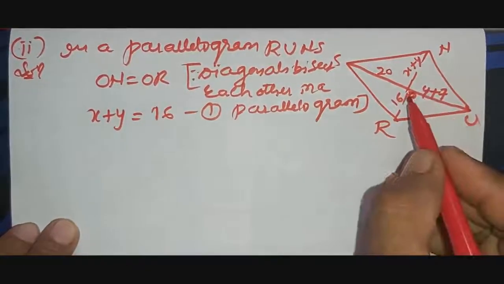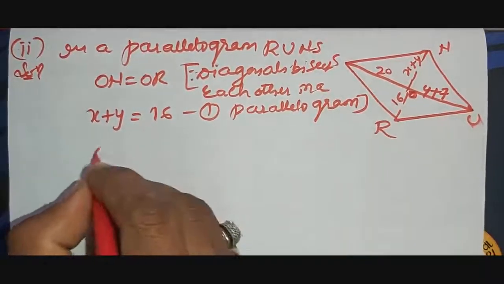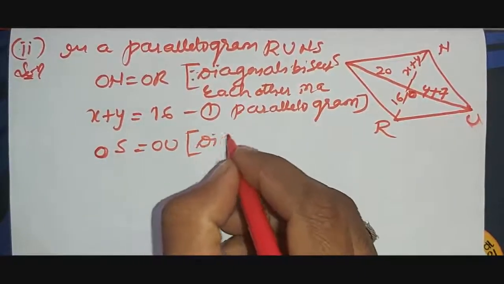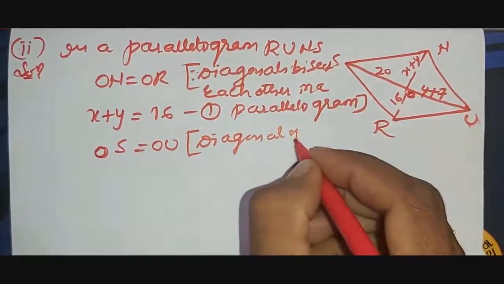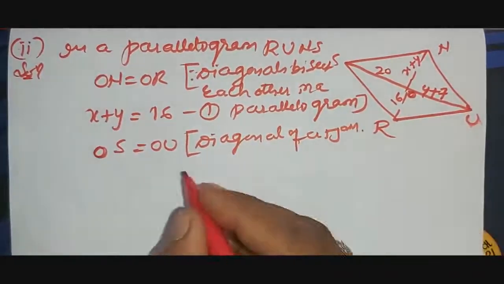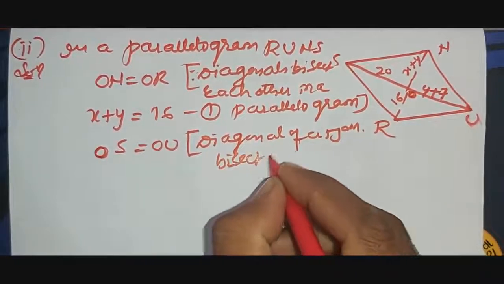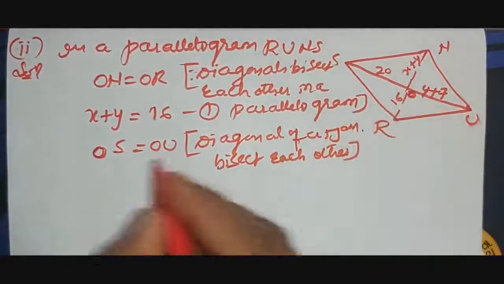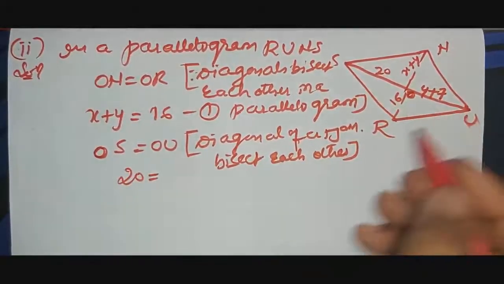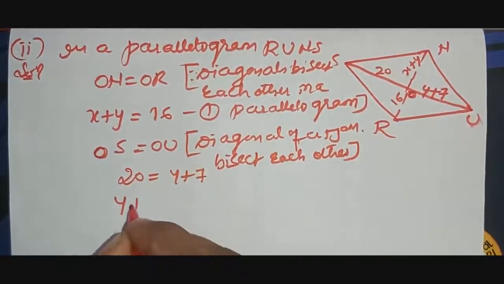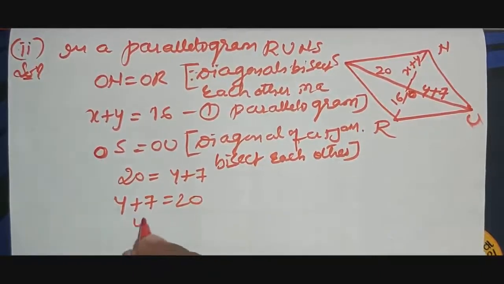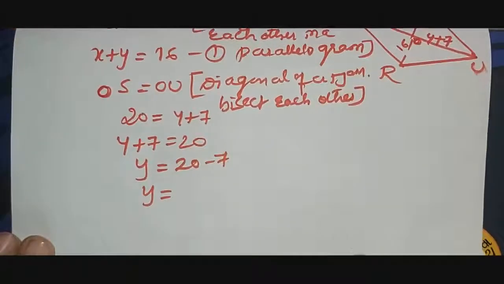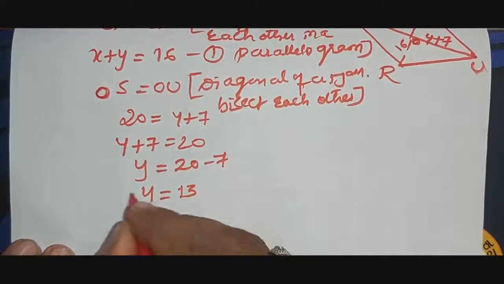Now even here OS is equal to OU. This is also the same, because diagonals of a parallelogram bisect each other. OS is equal to 20 and OU is equal to y plus 7. So y plus 7 is equal to 20, and y is equal to 20 minus 7, which is 13.